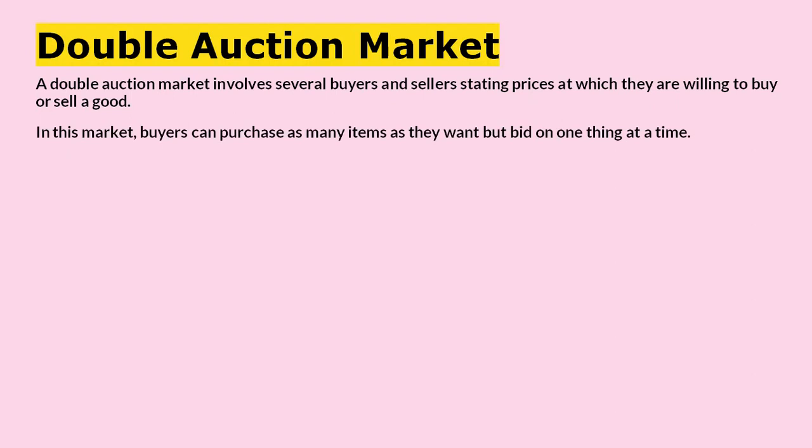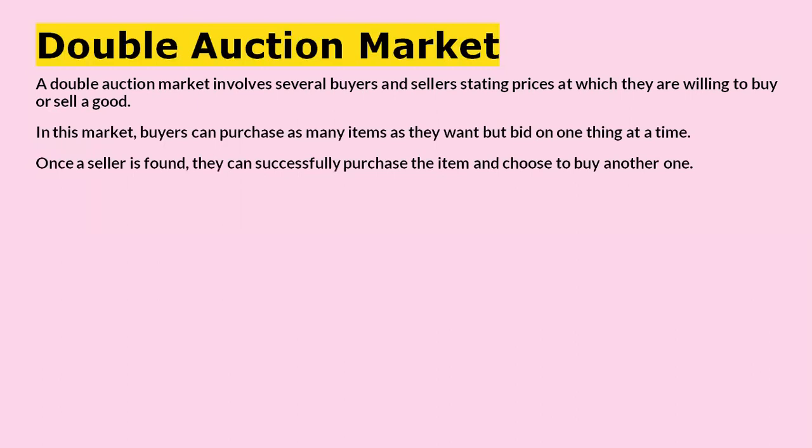In this market, buyers can purchase as many items as they want but bid on one thing at a time. Once a seller is found, they can successfully purchase the item and choose to buy another one.